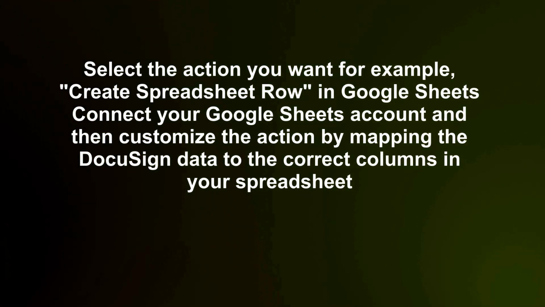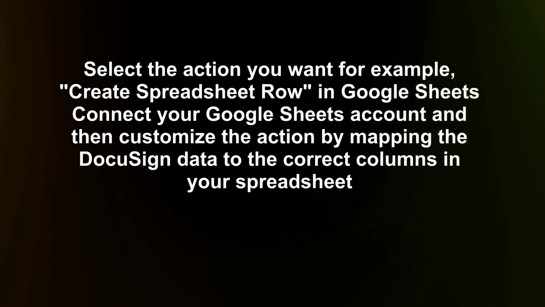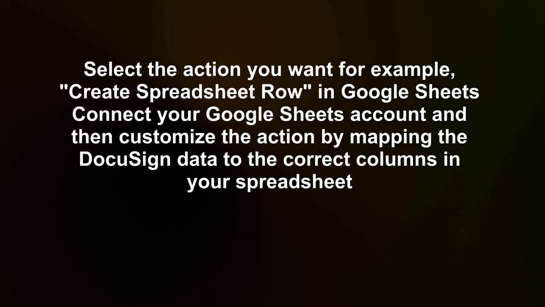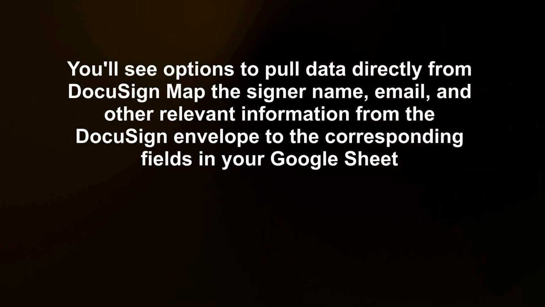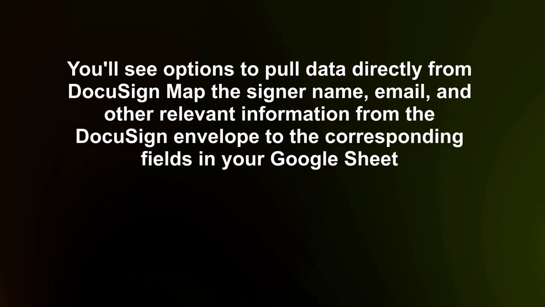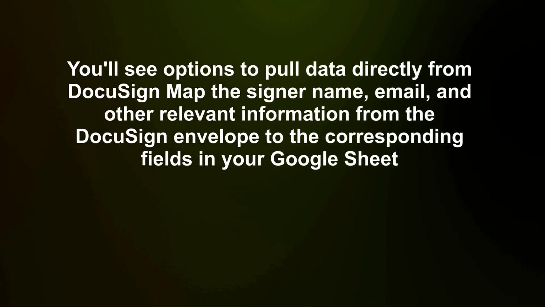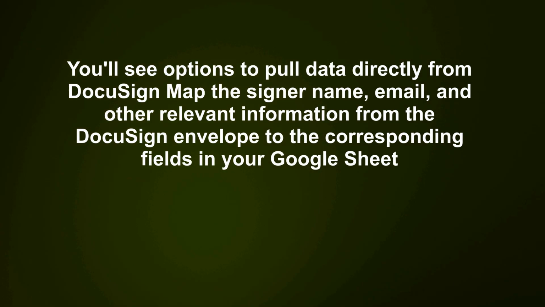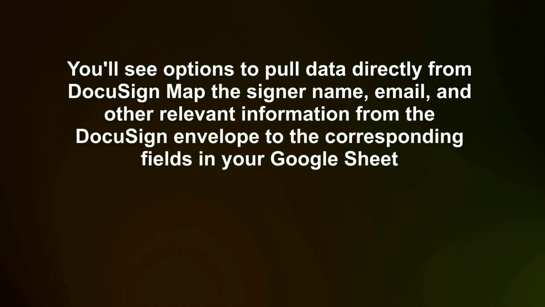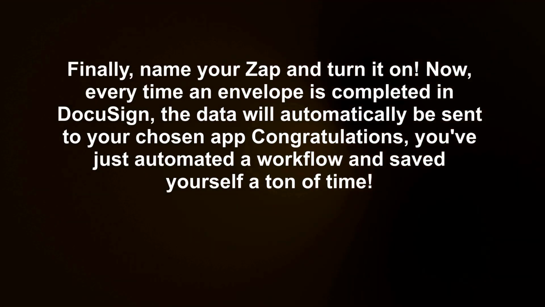Connect your Google Sheets account and then customize the action by mapping the DocuSign data to the correct columns in your spreadsheet. You'll see options to pull data directly from DocuSign. Map the signer name, email, and other relevant information from the DocuSign envelope to the corresponding fields in your Google Sheet. Finally, name your Zap and turn it on.